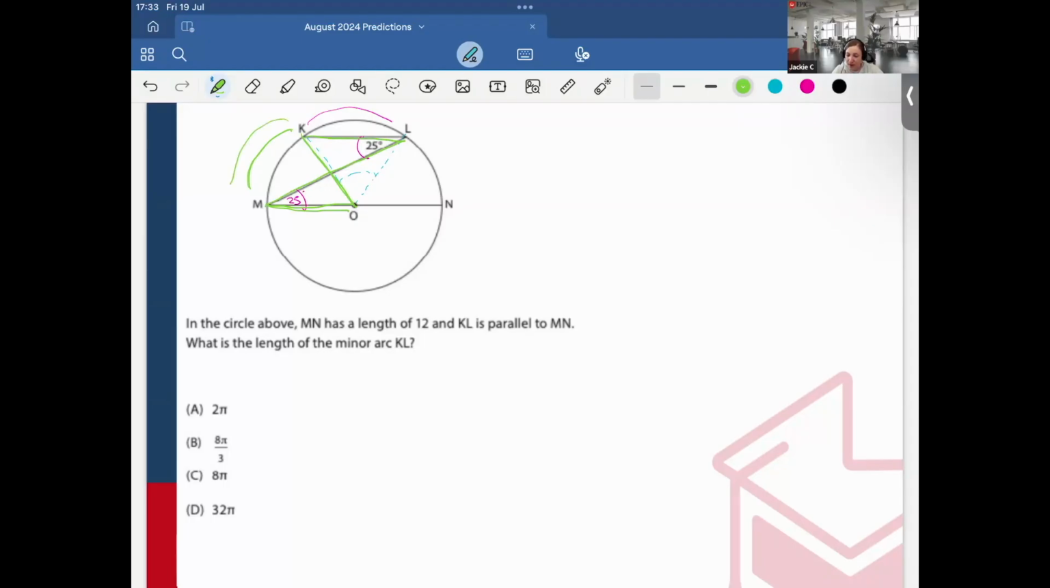So you see this inscribed angle is cut from the same arc and the same center angle that I created with KOM. So if this is the inscribed angle, the center angle will be double or twice that. So this would be 50 degrees.